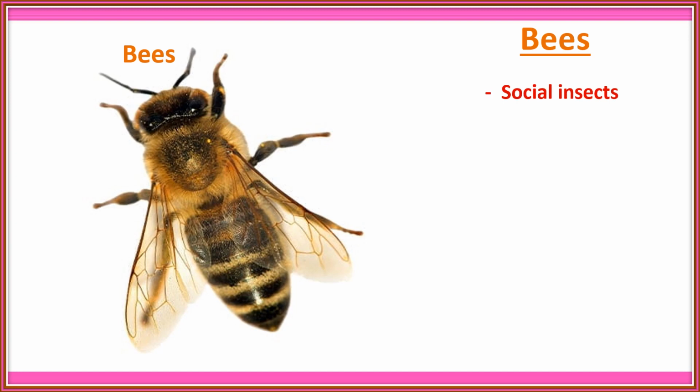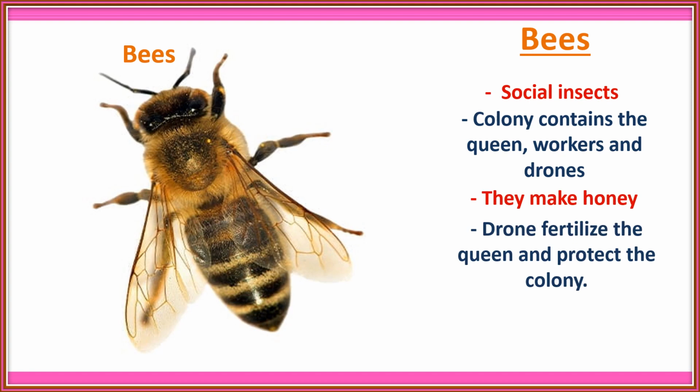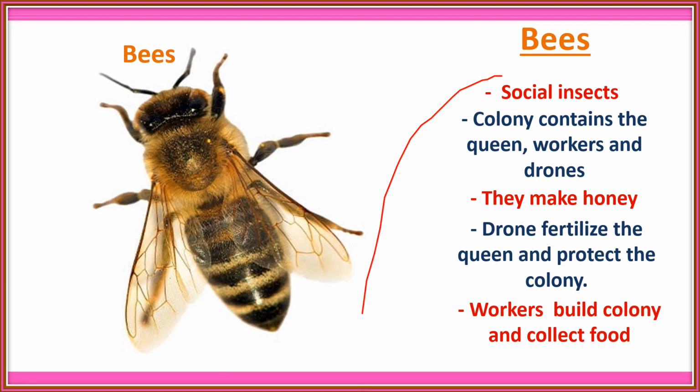Bees are social insects. They live in a colony, and this colony contains the queen, the workers, and the drones. They make honey. The drones fertilize the queen and also protect the colony. The workers build the colony and collect food. So these are the bees. They are social insects.